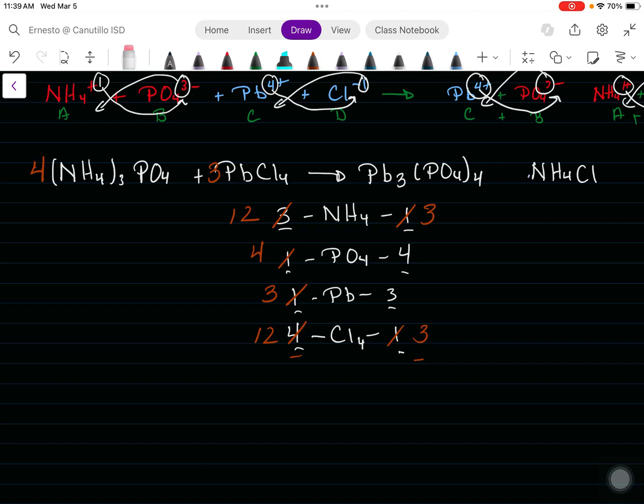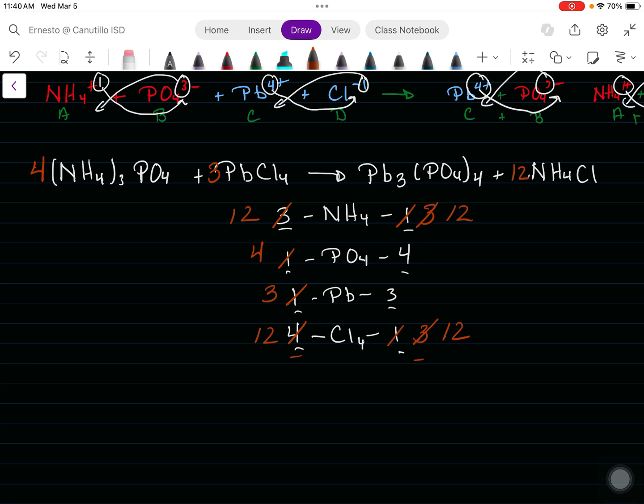Okay. Let's put that plus sign right back over there. And then let's put in that 12. Okay. Now, that's going to change my ammoniums to 12. And that's going to change my chlorines to 12. So now those are balanced.